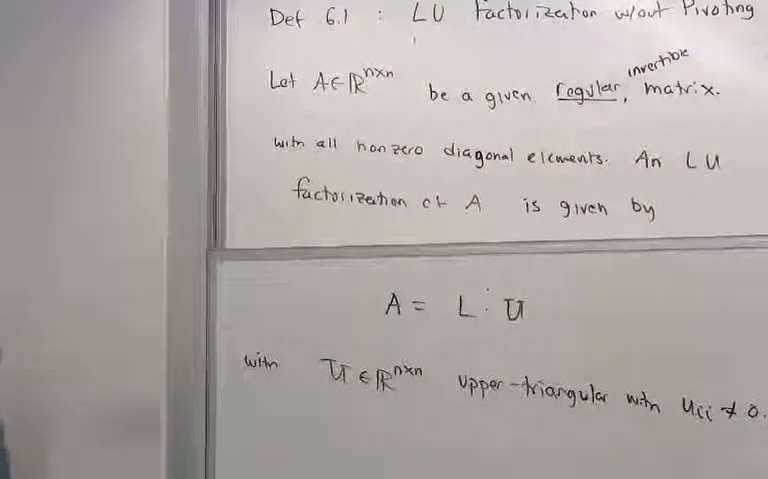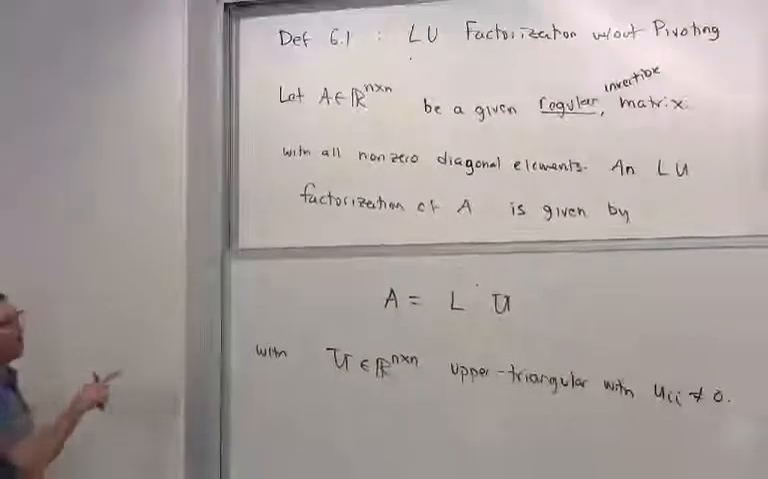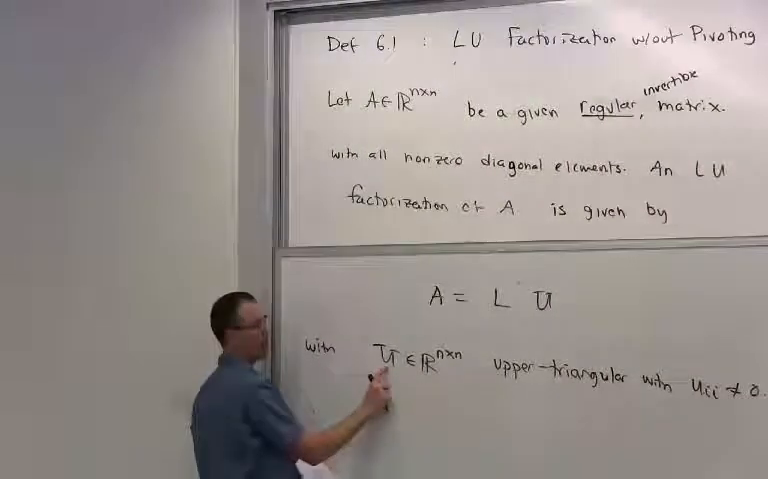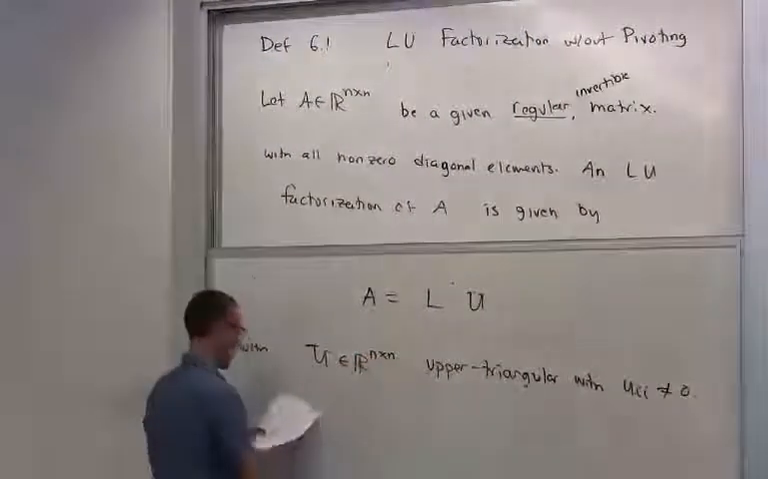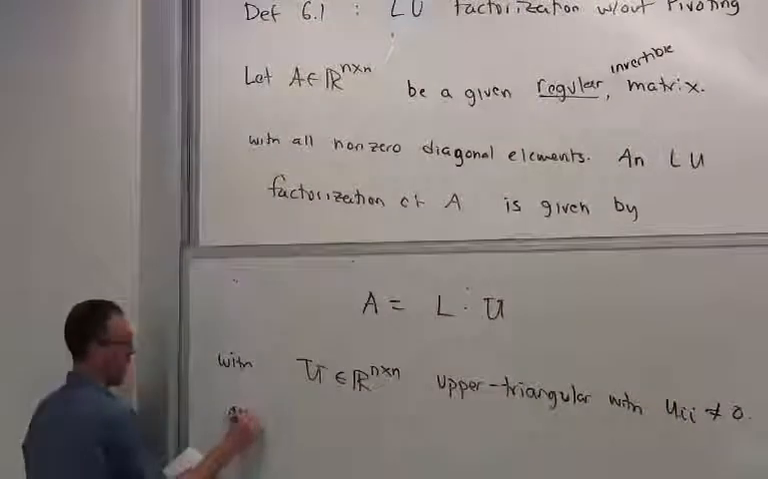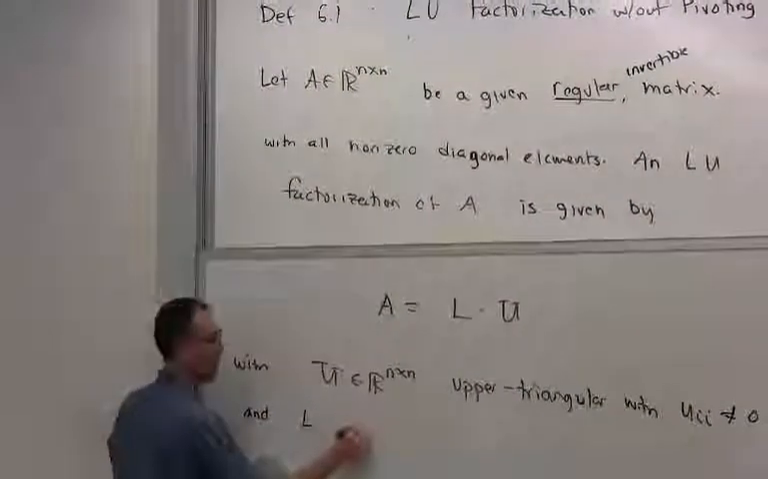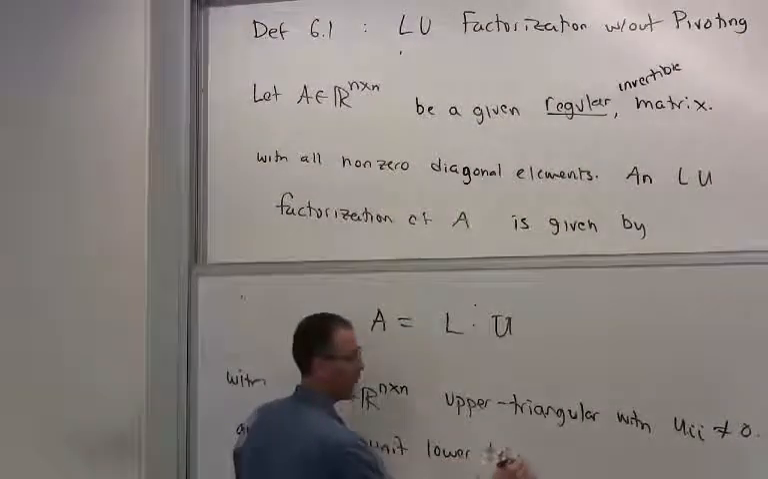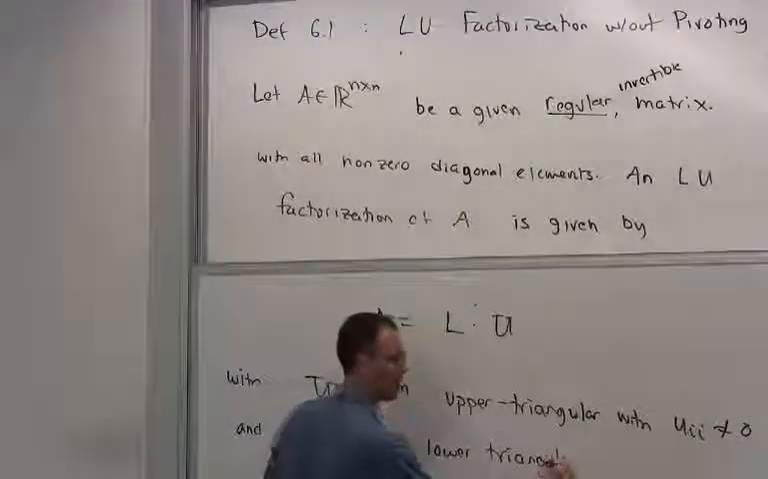Okay. So we've got a matrix A, we've got a lower triangular matrix times an upper triangular matrix. We say that the matrix U is an upper triangular matrix with all diagonals non-zero. And we'll say that L is unit lower triangular. Anybody remember what that was from lesson 8?